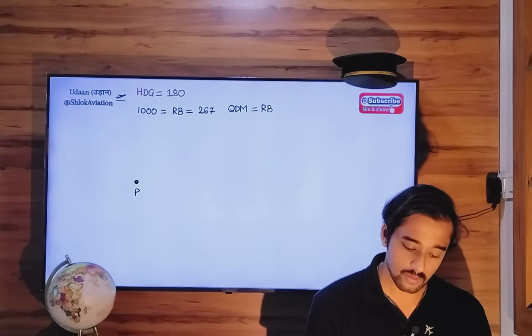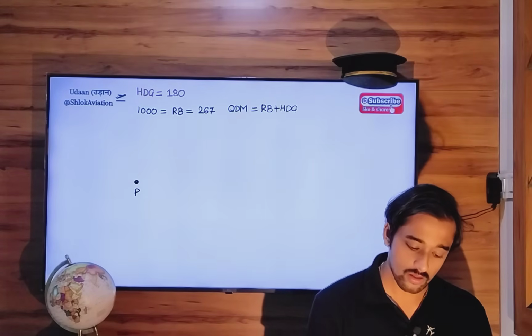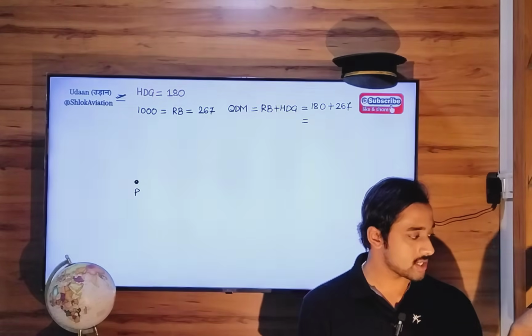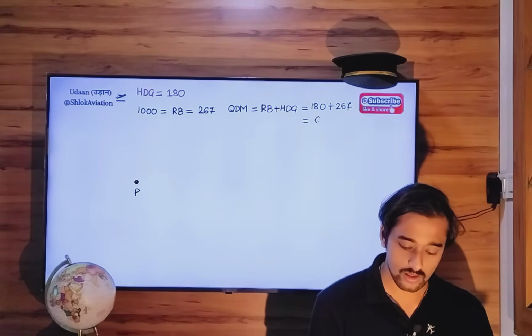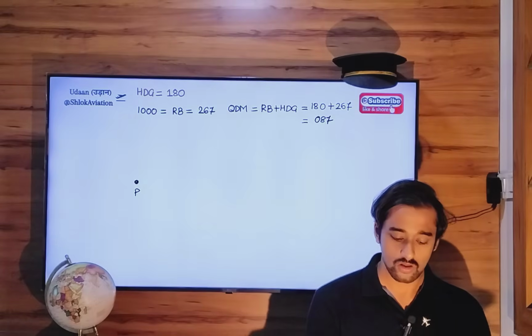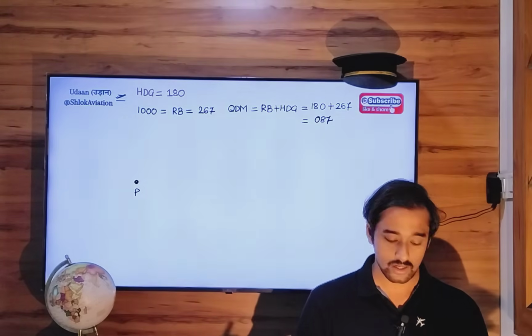relative bearing plus heading. So 180 plus 267 is equal to 087. Okay, 087.